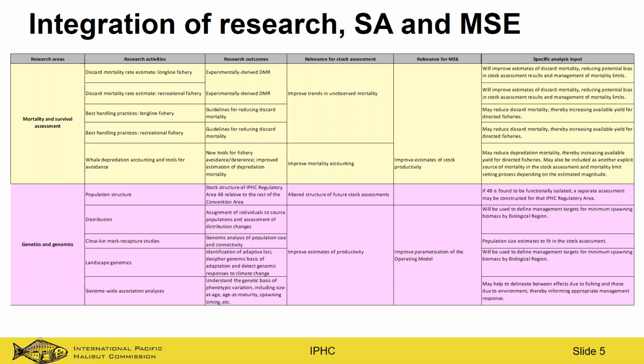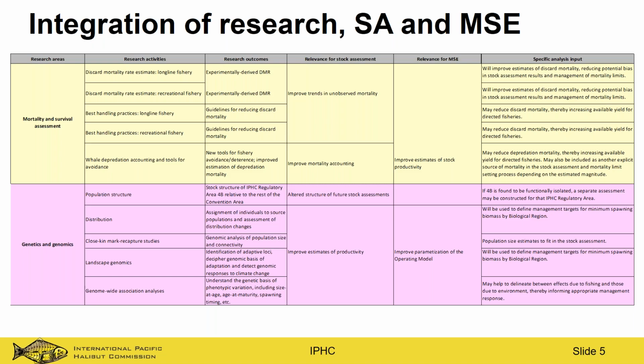If you look at the last research area, genetics and genomics, there's a mention of close-kin mark-recapture studies, landscape genomics, and genome-wide association analysis, that are all intended to improve estimates of productivity and the parameterization of the operating model, and they have specific analysis inputs related to those.